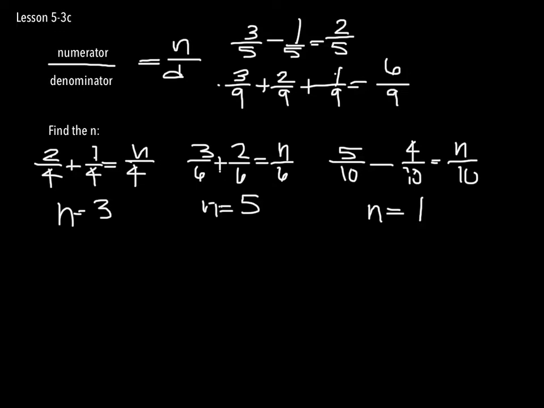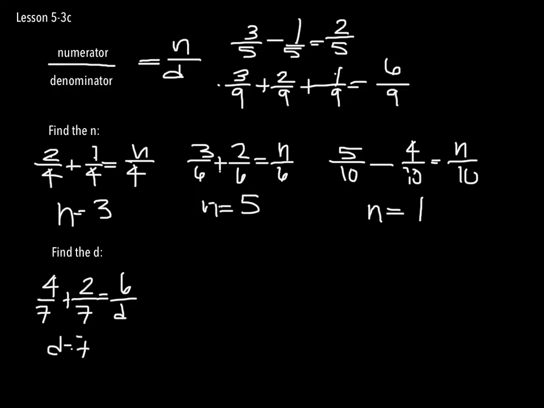Now, we've worked on that. Now let's change it a little bit. Let's find the d. Let's find the denominator. So, 4 sevenths plus 2 sevenths is equal to 6 over d. What is d? Well, hopefully, ladies and gentlemen, you remember, and look at our examples here, the denominator stays the same. So d in this case is going to equal 7.